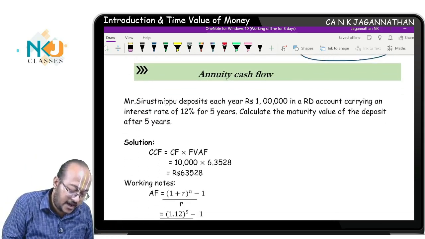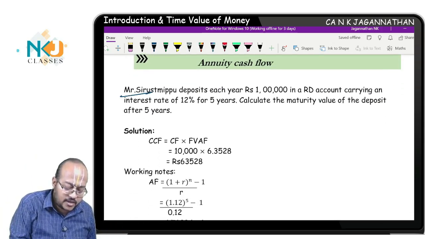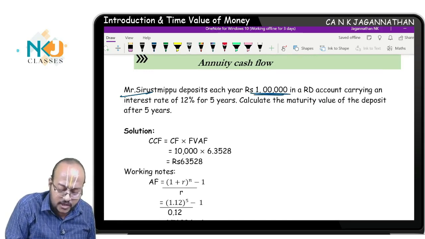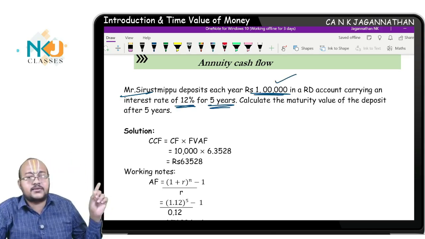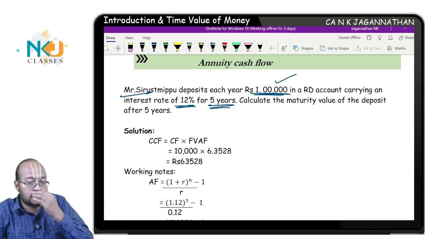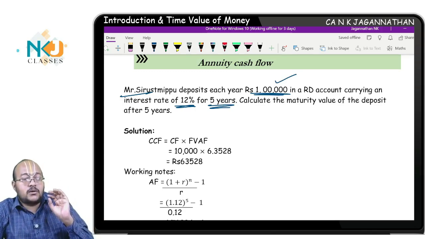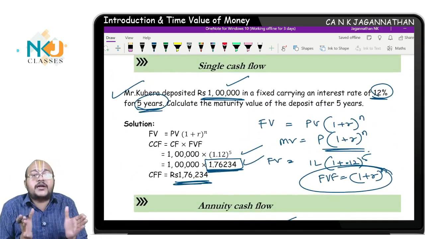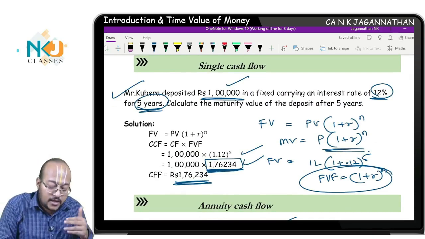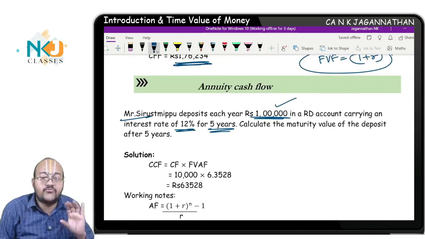Listening? So next, annuity cash flow. Very simple. Mr. S deposits 1 lakh rupees every year, and it carries an interest rate of 12% for 5 years. What is the maturity value? Unlike in the previous question, where that person deposited 1 lakh initially and never deposited anything in the intermediate period, in the present case, it is an annuity cash flow, right? Every year he deposits 1 lakh.